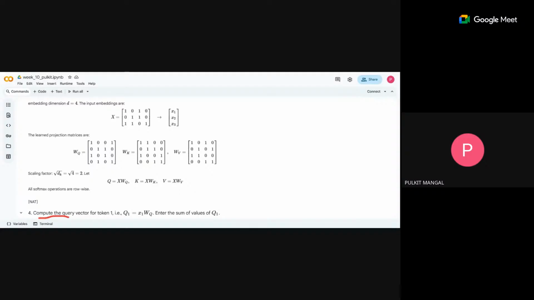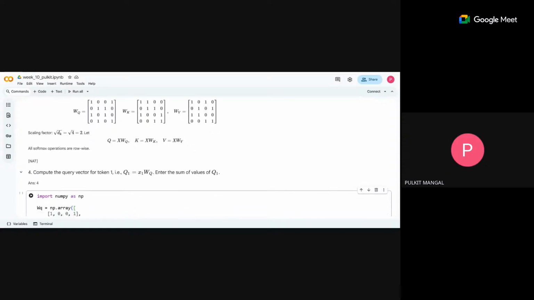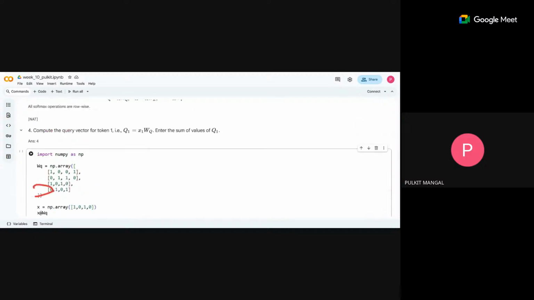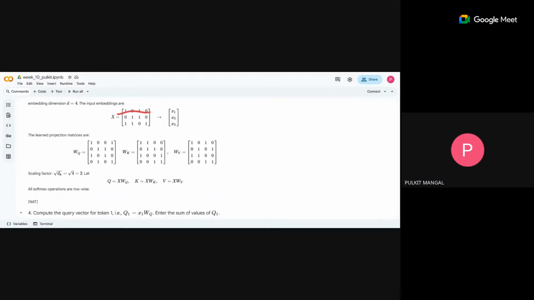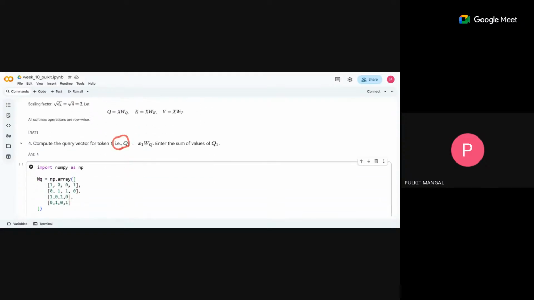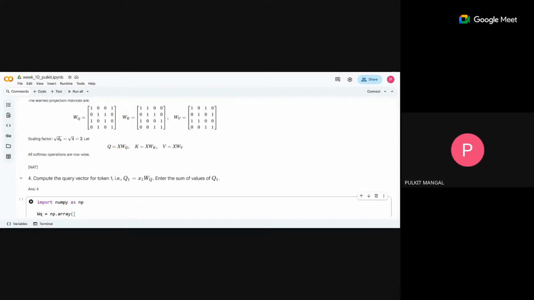Now the first question asks us to compute the query vector for token 1. That is query 1. I want the query 1 vector. That is done using X1 WQ. Code-wise, it's just X times WQ. You take this vector, multiply it with this matrix, and whatever output you get is your query 1 vector. Similarly, you will have the query 2 vector and query 3 vector, which together form your query matrix. Same for the key matrix and the value matrix.